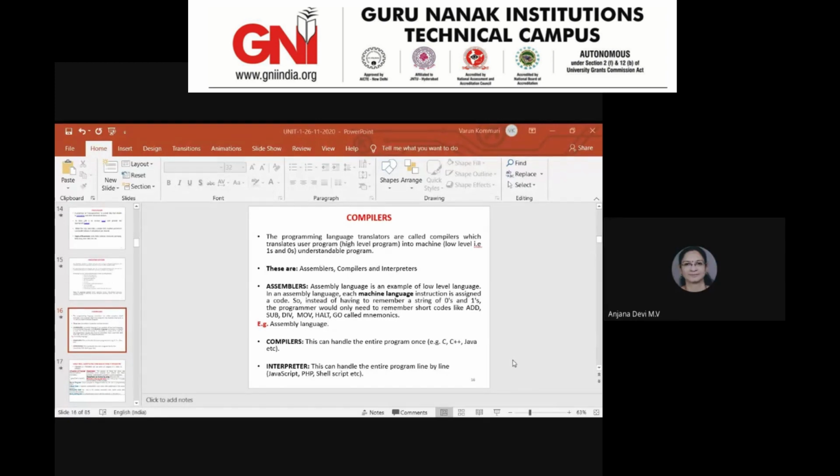This interpreter we are using to convert JavaScript, PHP, and shell scripts into machine code. But compilers we are using to convert C, C++, and Java language programs into machine code. So this is the difference between compilers and interpreters. Okay.